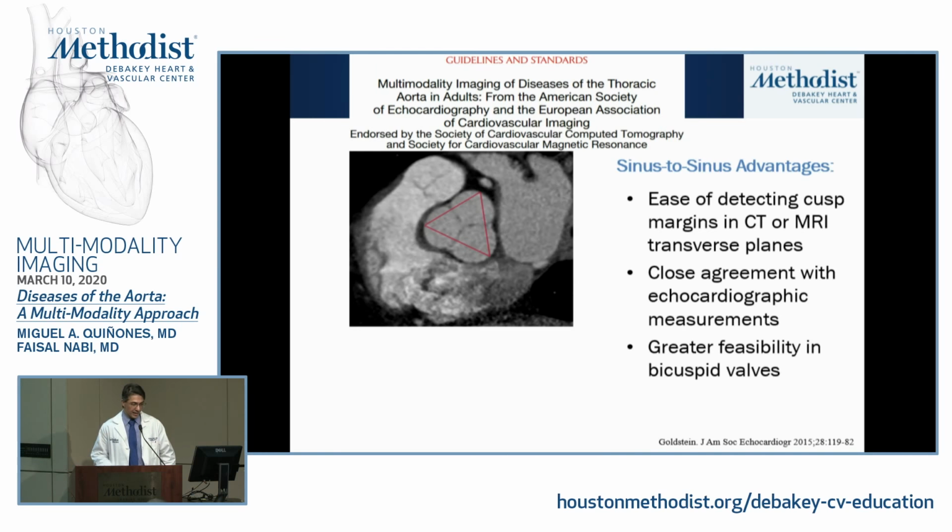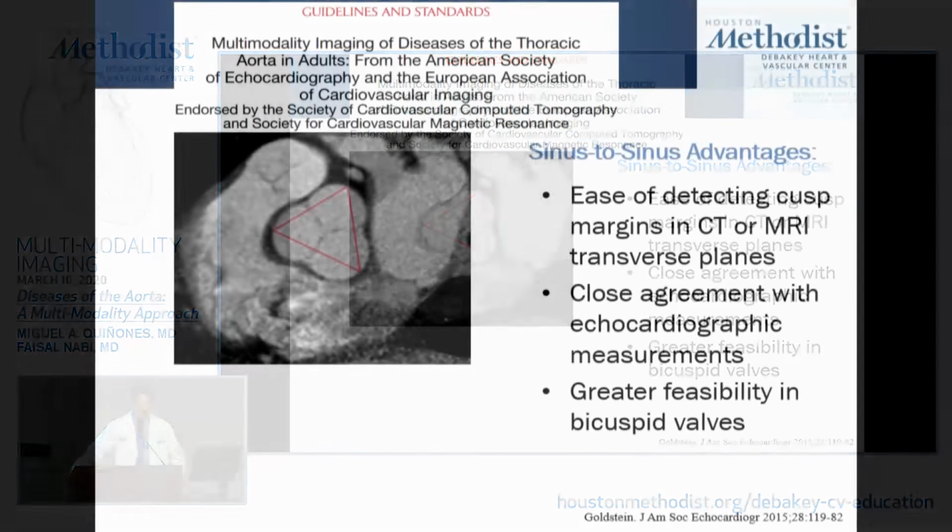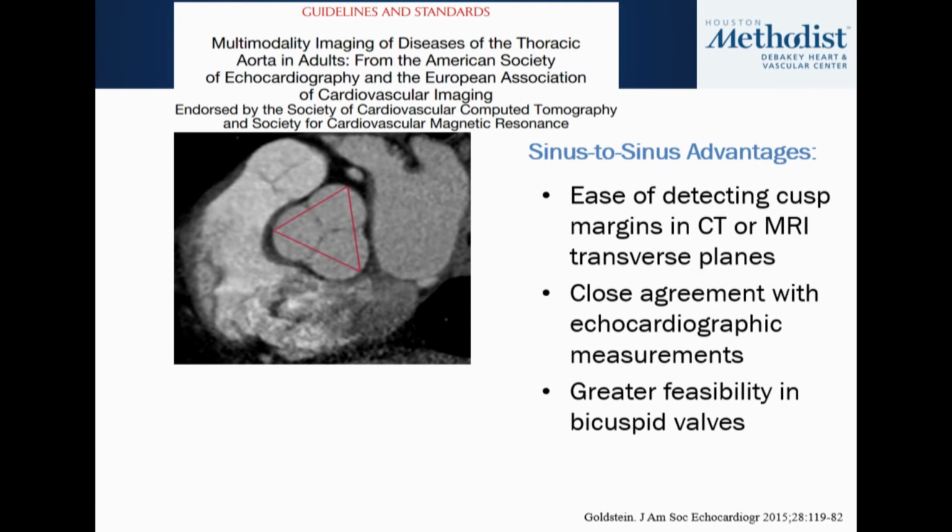So how should you do that? In this guideline, they were very clear on how they felt it should be done. They felt there's an advantage of doing the sinus-to-sinus measurement, and the real reason was the ease of detecting the cusp margins, both with CT and MRI in transverse planes, the close agreement that you are able to obtain with echocardiography, I'll go into some of the data with that, and then with bicuspid valves, this is an easy measurement you can obtain.